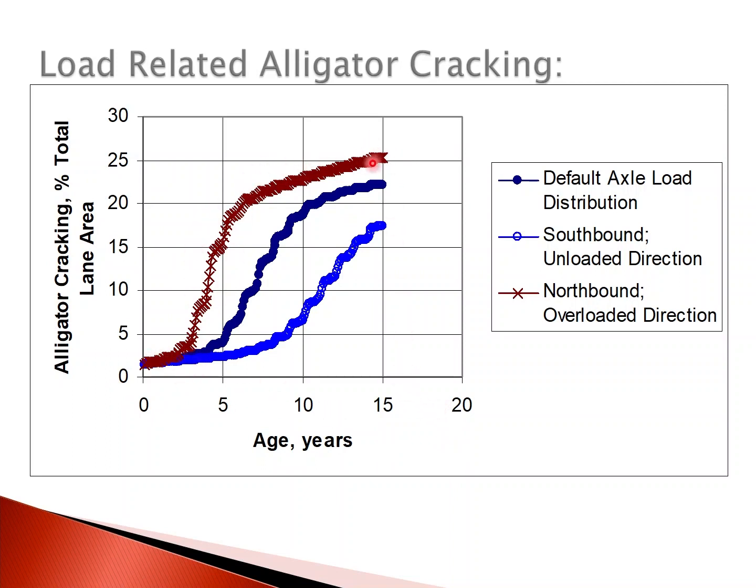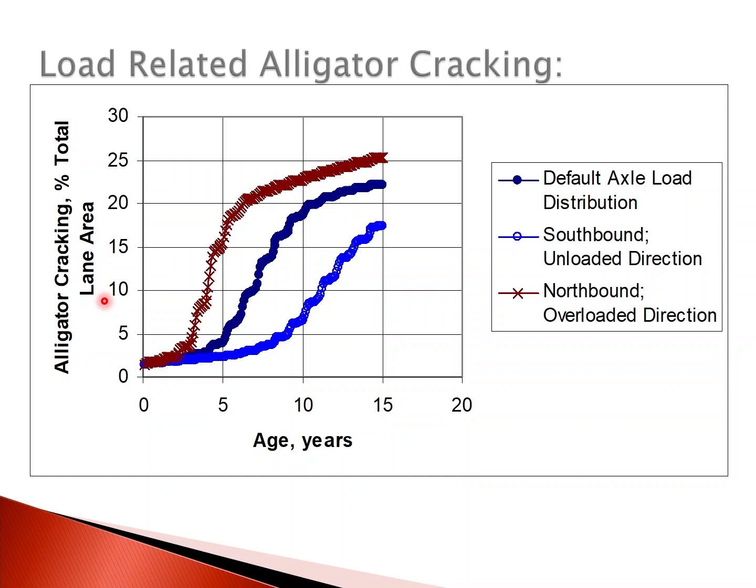So you can see that the overloaded trucks become very important. Even though the number of trucks is the same, whether they're at the legal load limit or around it, or have a substantial number that are unloaded, it makes a significant difference in the amount of alligator cracking. The same would be true for rutting. The same would be true for the percent mid-slab cracking in a jointed plain concrete pavement.